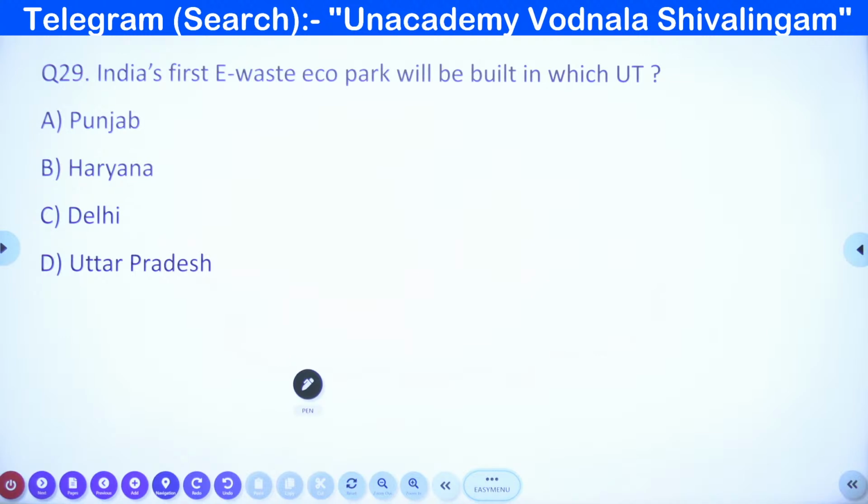E-Waste Eco Park will be built by which union territory in India? Punjab, Haryana, Delhi, Uttar Pradesh. Only one union territory is available as an option. The other three are states only. This is the only union territory.